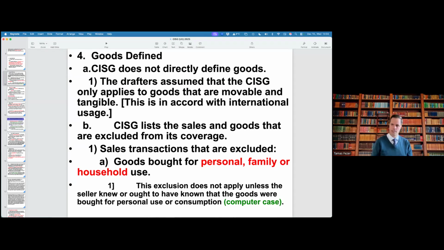The CISG says that consumer contracts, if the goods are purchased for personal, family, or household use, are not regulated by the CISG. Remember that the main reason why the United Nations adopted the text is not to provide for consumer protection. It's more about giving businesses, professional companies, a reassurance that they can rely on one unified piece of legislation.